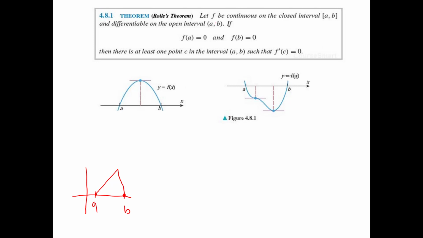It says let f be continuous. This function that I've just drawn is continuous on the closed interval [a, b] and differentiable on the open interval (a, b). This is not differentiable because of this sharp turn right here. We do have f(a) being 0 and f(b) being 0, but it's not differentiable. So then Rolle's theorem does not apply, and although f(a) is 0 and f(b) is 0, there is no point in the middle where the derivative is 0. Right? We're losing the differentiable part.